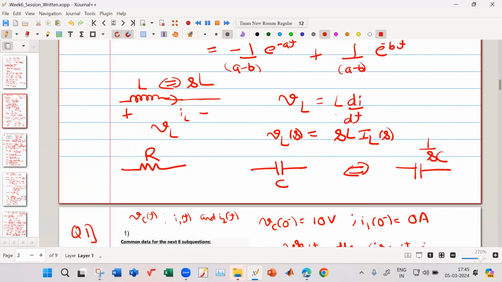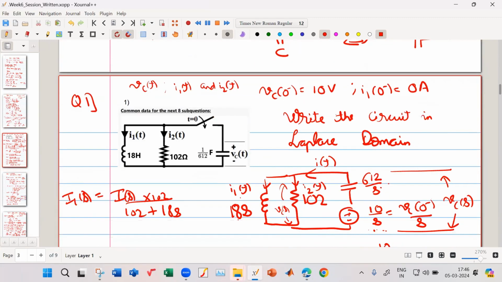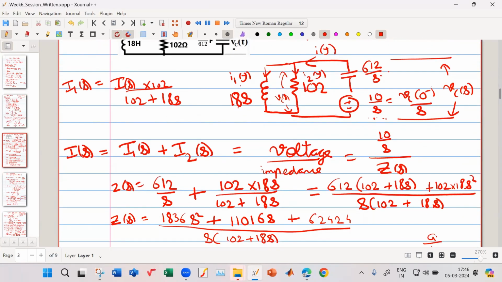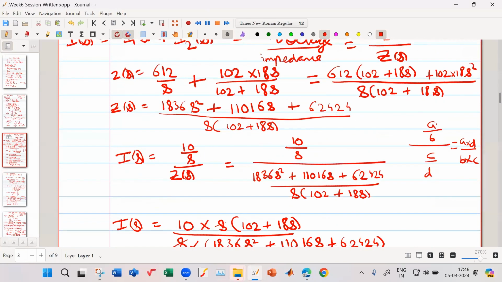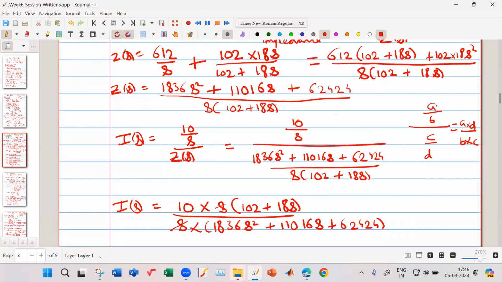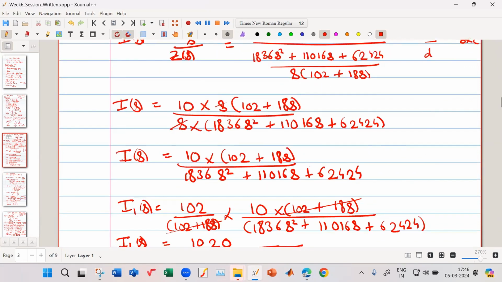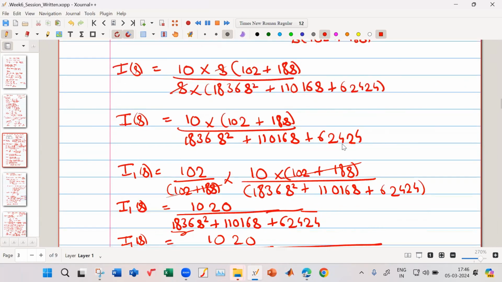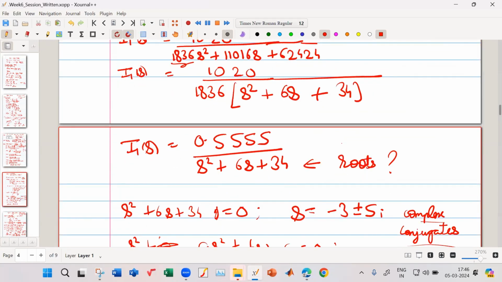Then I showed, like for a resistor, it remains as a resistor. Inductors are replaced by SL, capacitors replaced by 1 by SC as the impedance of that. Okay. Then we considered this sum where the capacitor had some initial voltage. So we considered that, and then we found the equation, we found the impedance, we found the current. I showed how to do division in case there are fractional forms of division. Then the current is there. We solved it. It takes some time. Then we found it is of this form.